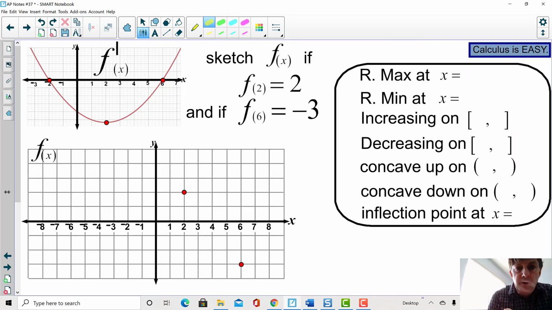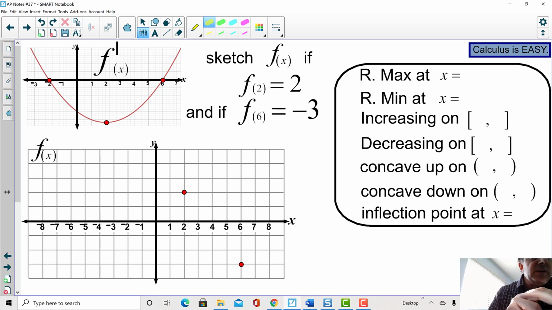Okay, for this example, they want us to sketch the graph of f. It says if we have these 2 points, so (2, 2) and (6, -3). You can see that I plotted those here. There's (2, 2), and there's (6, -3). Now, the only way I'm going to be able to sketch this graph is by looking at over here, we have a graph of f prime. So that's where I'm going to get all my information from.